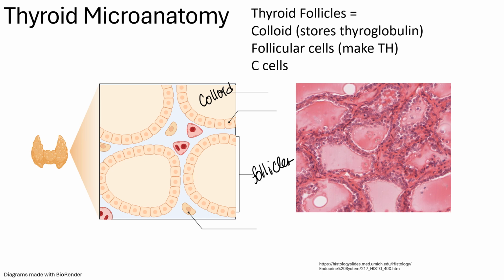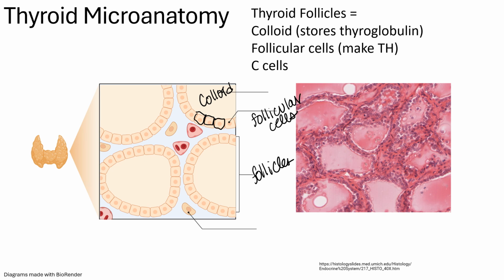The follicles are surrounded by all of these cuboidal cells that you see right here with their nuclei characteristically in the center of them, right? And these cells are called follicular cells. What these epithelial follicular cells do is they secrete the thyroid hormone. The colloid stores the thyroid hormone or the precursor to it.